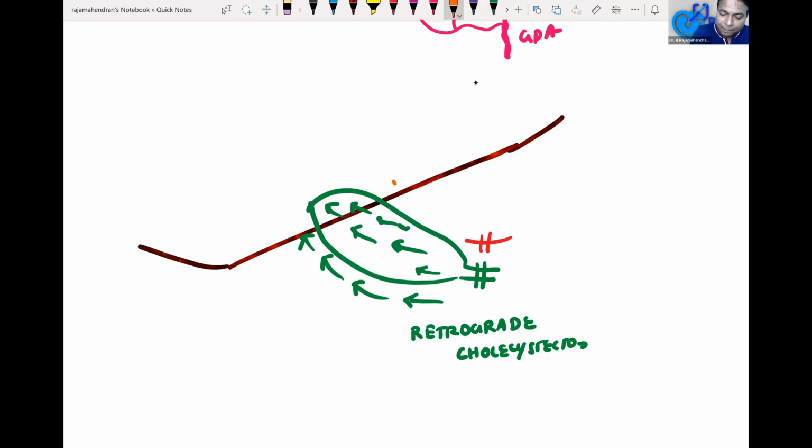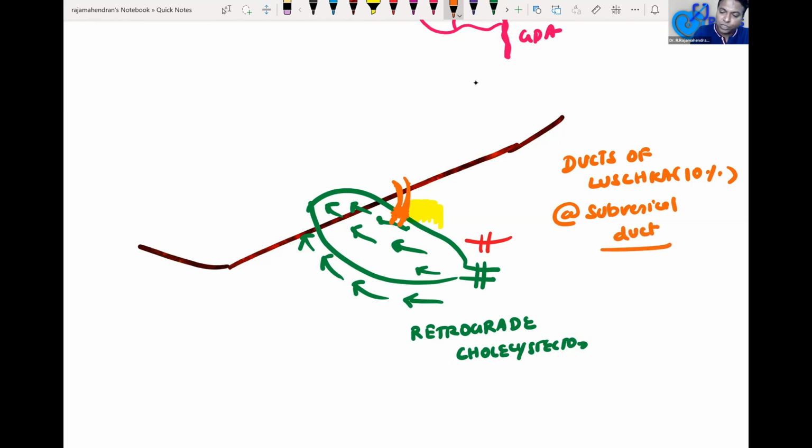From somewhere from the liver, a small duct can enter the gallbladder like this. When I cut this, immediately there will be bile coming out. Sometimes we can find out during surgery itself. Sometimes we find out there is bile coming out from the liver itself. That is a duct which is entering directly into the gallbladder like this. That duct is known as ducts of Luschka. It is seen in 10% of patients. 10% of patients will have ducts of Luschka, and it is also known as subvesical duct, which will enter into the gallbladder like this.